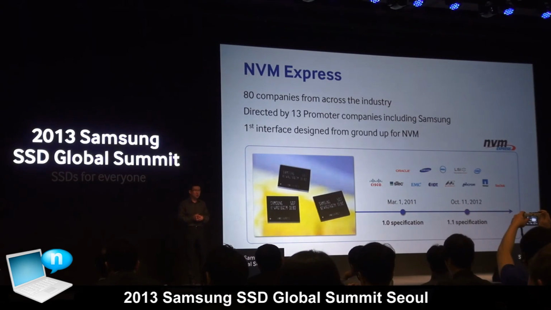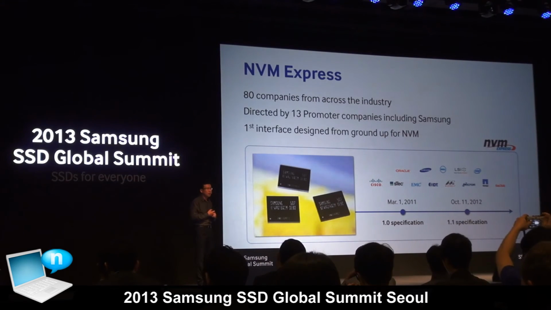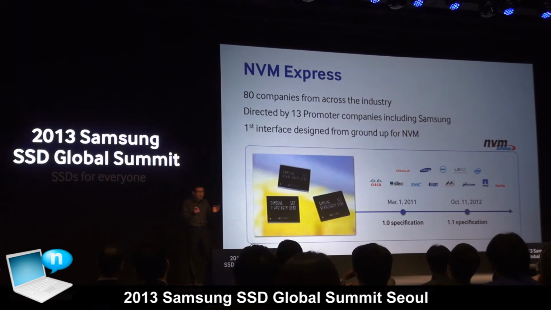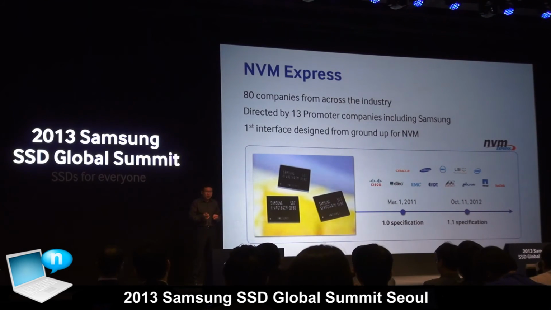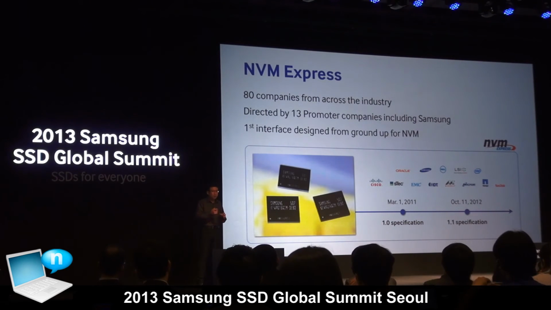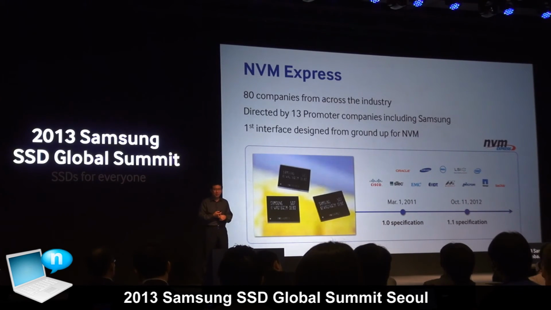A brief introduction of NVM Express. I'm actually participating in this work group as one of the promoter members. At this time we have 80 companies from across the industry, and it is directed by 13 promoter companies, including Samsung. It was the first organization designing a standard for NVM or flash memory. The specification was released in March 2011, and the 1.1 specification was released last year in October.